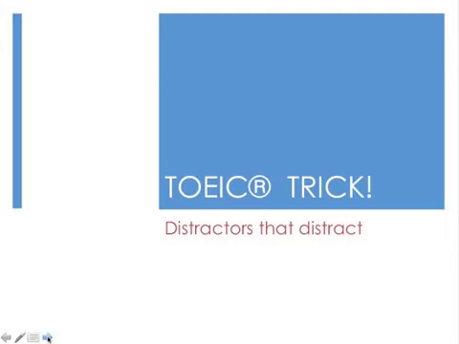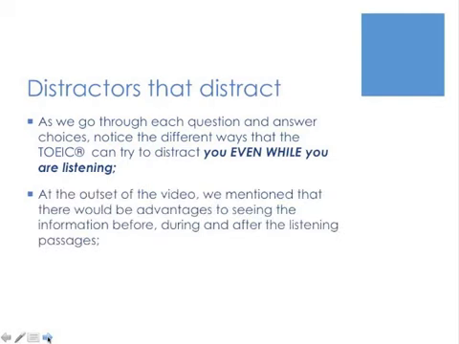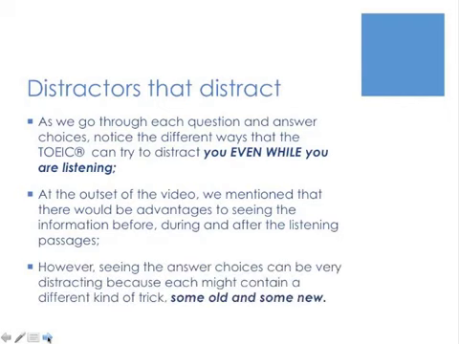Now, getting to the actual answer choices. This is one of the things we notice that could be a potential disadvantage on the test. The distractors. Again, we discussed in our very first video back in the reading series that distractors are those answer choices that basically are wrong, but they're wrong in many different ways. So again, in this situation, even though we can see the answer choices, notice how they're trying to distract you even while you listen. So at the outset, we mentioned that there are advantages and disadvantages. But some of the advantages and disadvantages are a little different. Some of these tricks are new, and some of these are, of course, old.